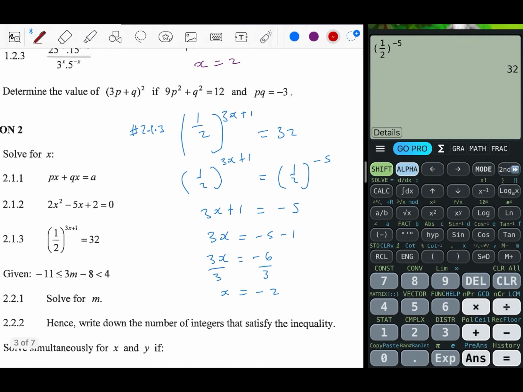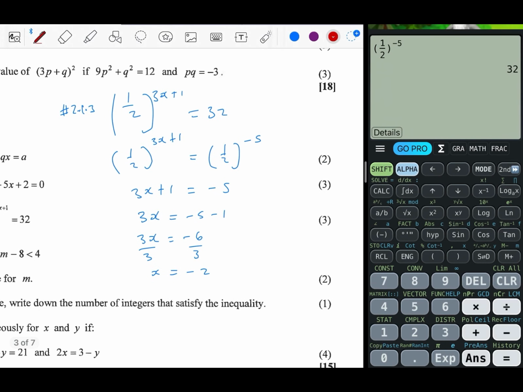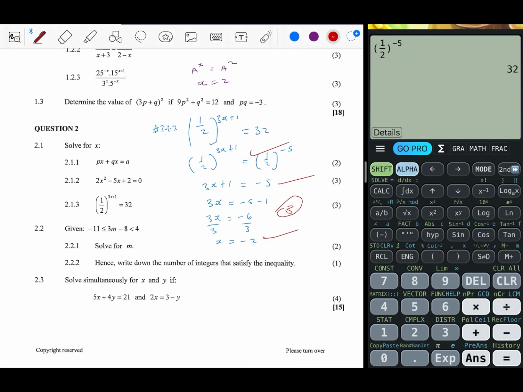And then, yeah, this is essentially how many marks? 3 marks. So I will give you 1 mark for this, and 1 mark for that, and 1 mark for this row here. So 3 marks. Boom. So yeah, that's it on this video 2.1.